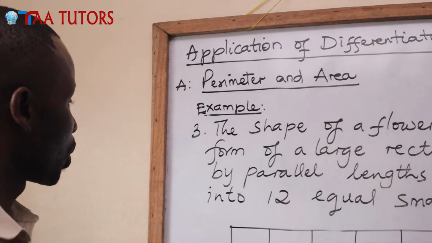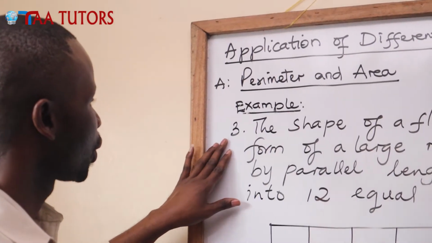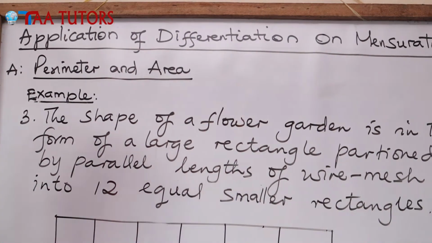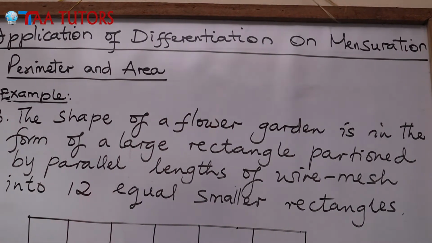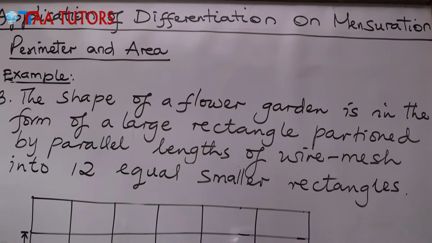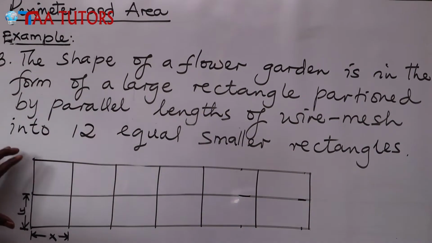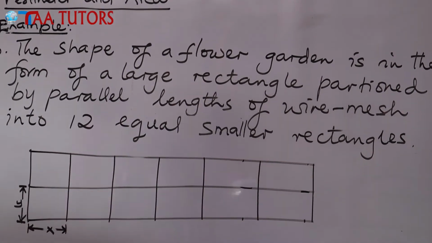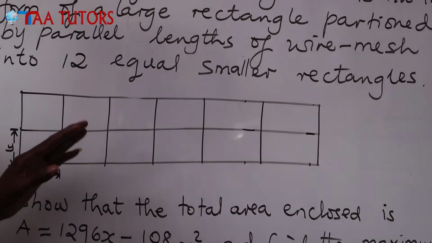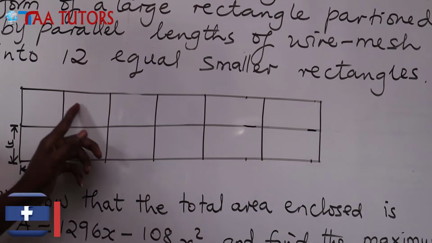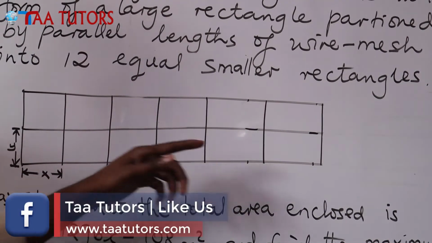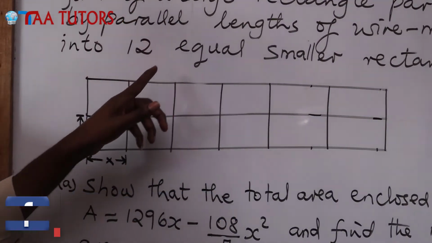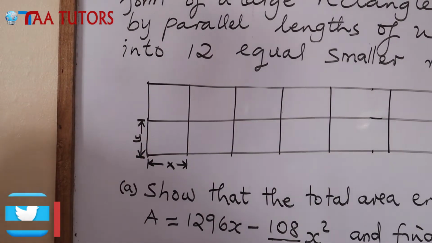Okay, this is our example 3, and it reads: the shape of a flower garden is in the form of a large rectangle partitioned by parallel lengths of wire mesh into 12 equal smaller rectangles. This is the farm. We can see the bigger farm is a rectangle, but it is also divided into 12 smaller pieces, 1, 2, 3, 4, 5, 6 times 2. So those are 12 pieces. We have been told that these smaller rectangles are equal in size.